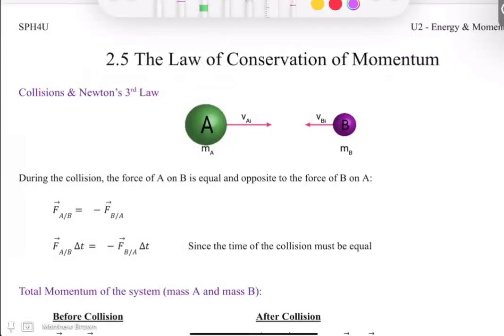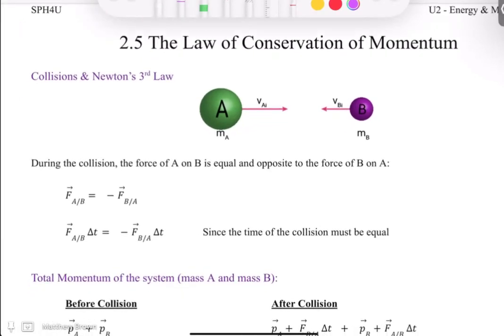We'll look now at the law of conservation of momentum. So you know it's important because it says it's a law. That's sort of how we rank things. And to sort of get here, let's consider collisions and Newton's third law.